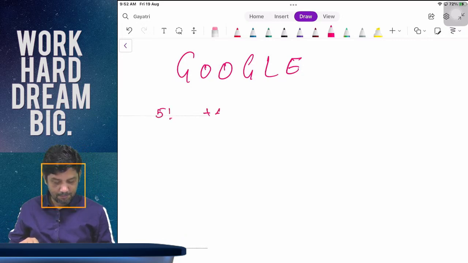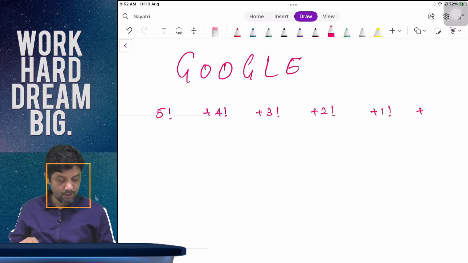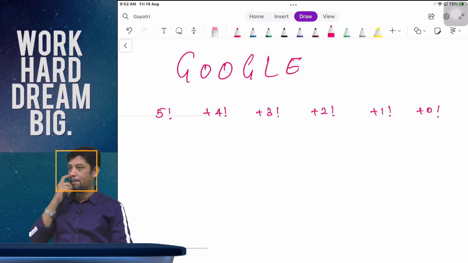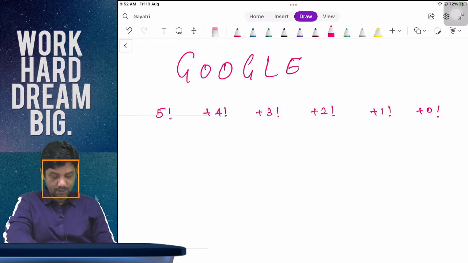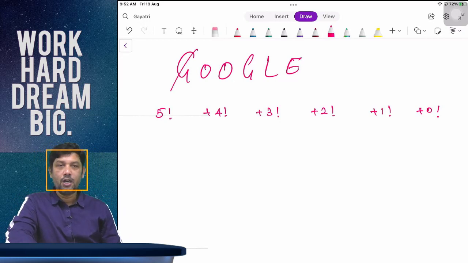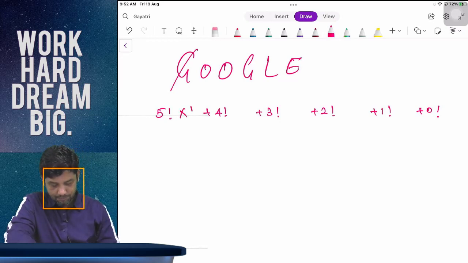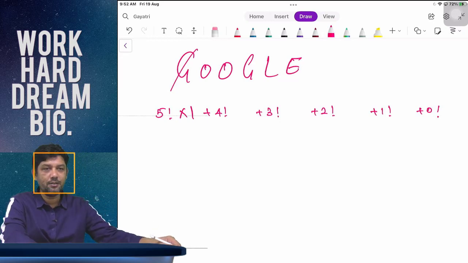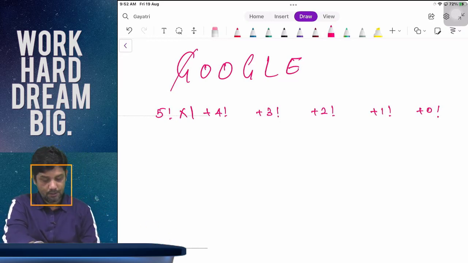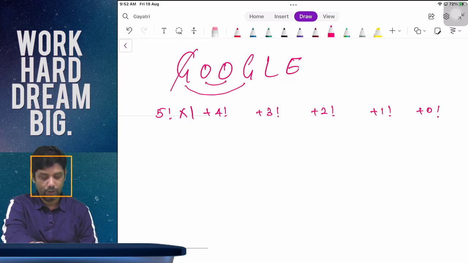5 factorial, 4 factorial, 3 factorial, 2 factorial, 1 factorial, 0 factorial as usual. Please listen to this very carefully. First G. Right hand side of G, do we have any letter which is less than G? 1. How many letters? Is there any repetition? Yes, sir. G repeated twice, O repeated twice.